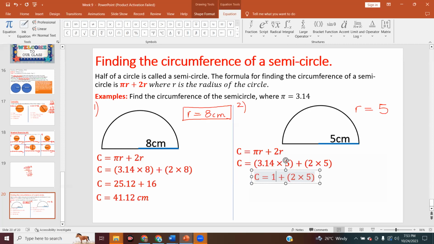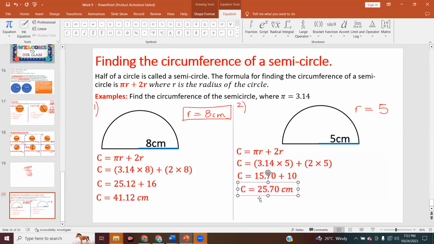Plus 10. Plus, what is 2 times 5? 10. Very good, so it's plus 10. And so what does that mean that we have now? We have 15.7 plus 10, and what does that give us at the end? 25.70. Very good. Now, a lot of y'all get this wrong because y'all didn't put centimeters. 25.70 centimeters. And that's how we do it.